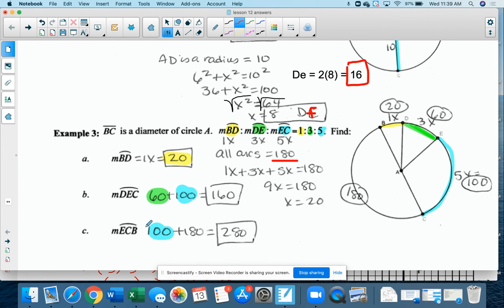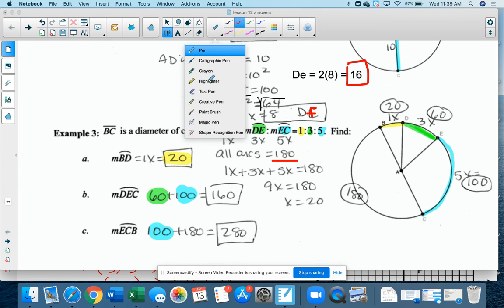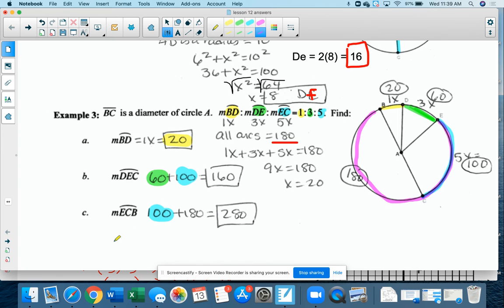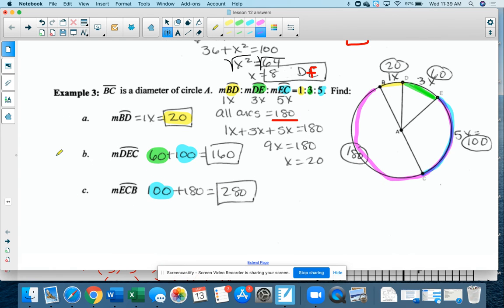And then the last question wants me to find arc ECB. So ECB, let me get my highlighter here. ECB starts here, but then it's also this. So it's everything in that purpley color. So I have to add the 100 plus the 180, and that's how I get 280. Okay, again, if you need to pause the video in order to write anything down, please do so.